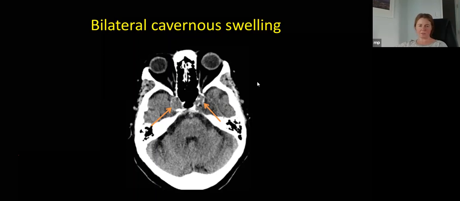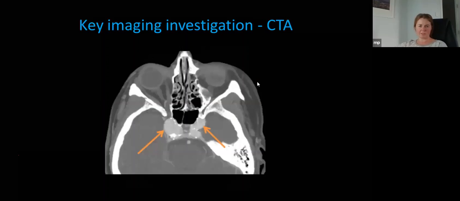So that's the quickest and most effective way of assessing anything, like say MCA bifurcation or ACOM or basilar tip. Quick way of assessing for aneurysms. And this patient actually did have bilateral cavernous ICA aneurysm, larger on the right side. And this was an incidental finding.